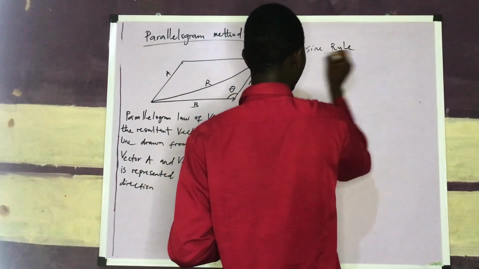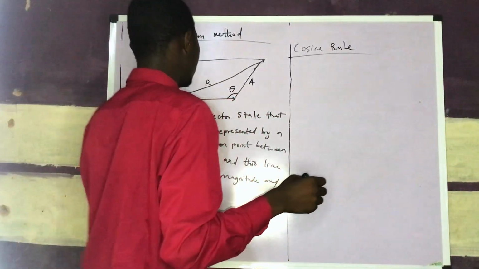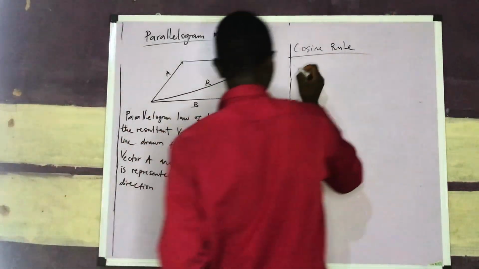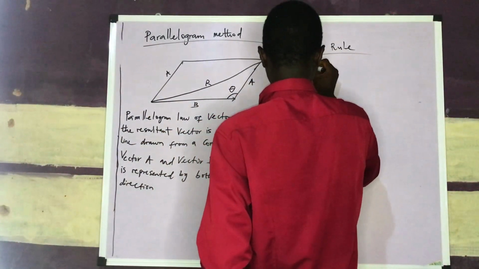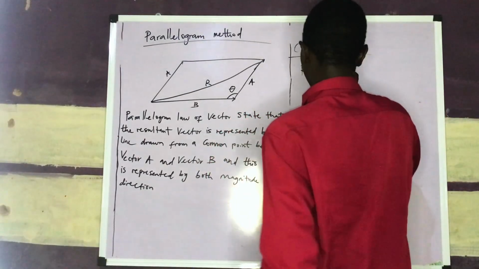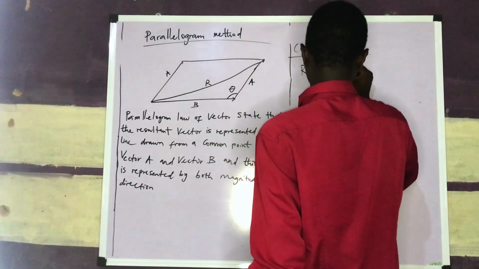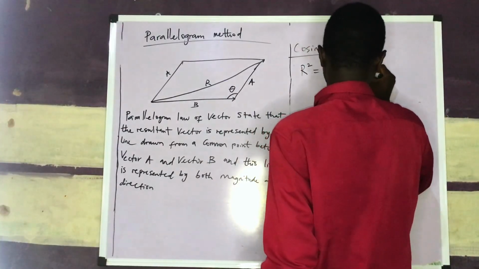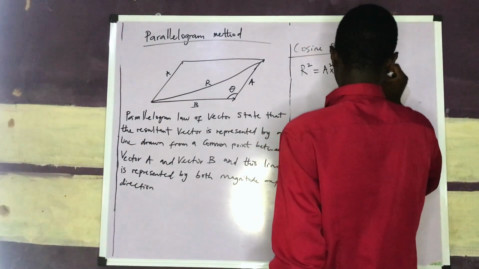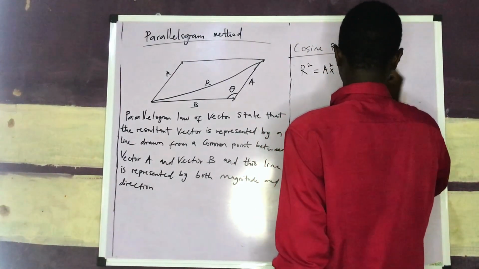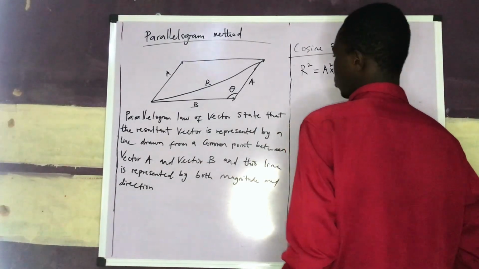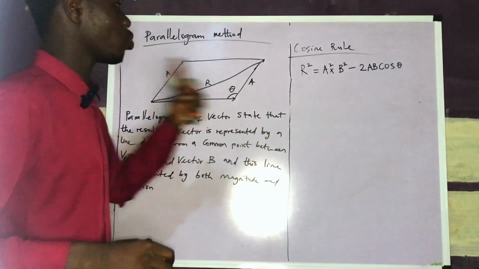cosine rule. For this diagram, the cosine rule is R square equals A square plus B square minus 2ab cos theta. That is the cosine rule.